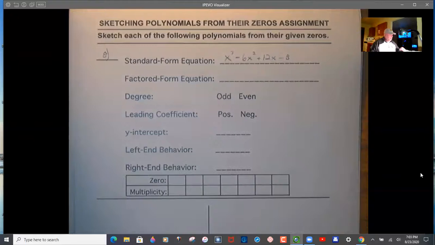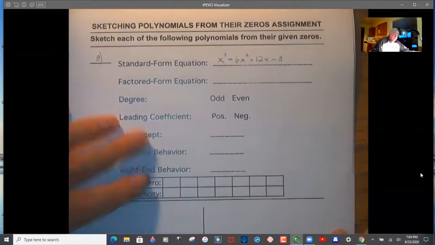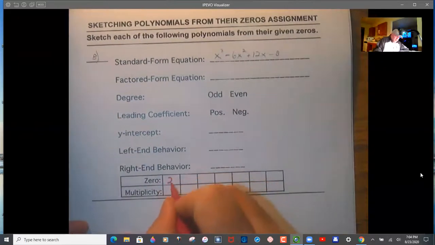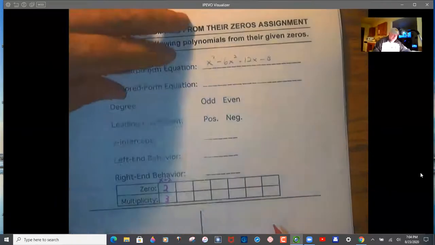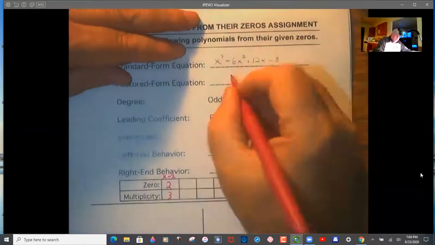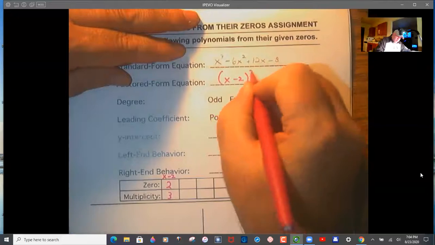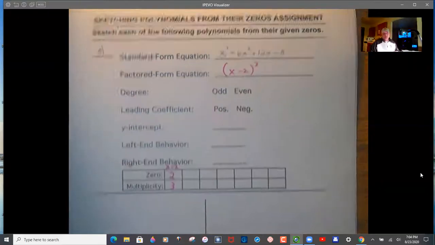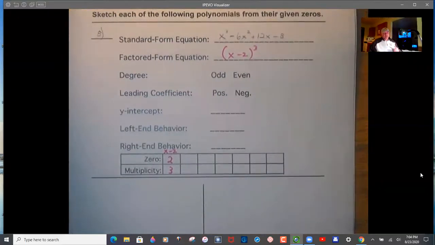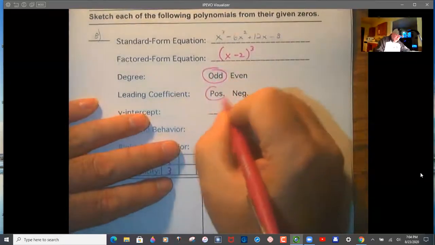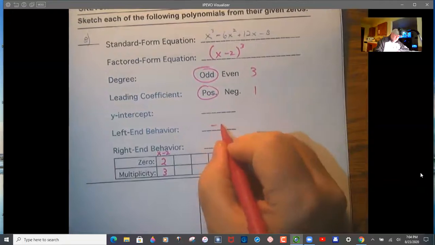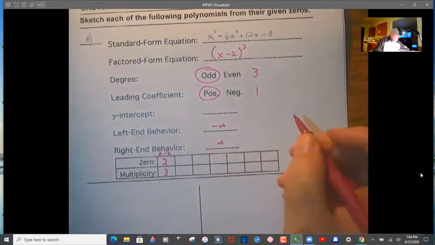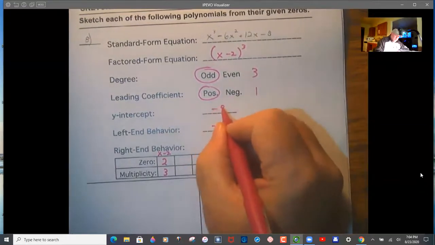So here we go, number 8. This is going to be 2. We'll have a multiplicity of 3. That's the only zero. So this is x minus 2 cubed. You would see 2, 2, and 2. You might, again, get some error in the polynomial because it's not perfect. Odd positive. So an odd positive means, and then the y-intercept is negative 8.